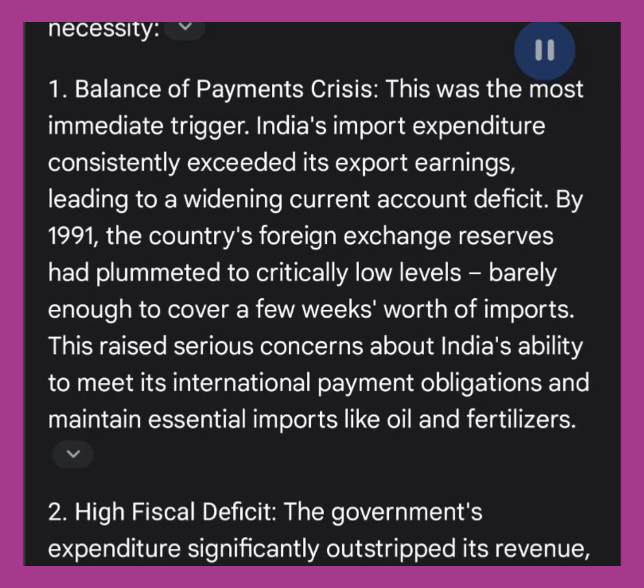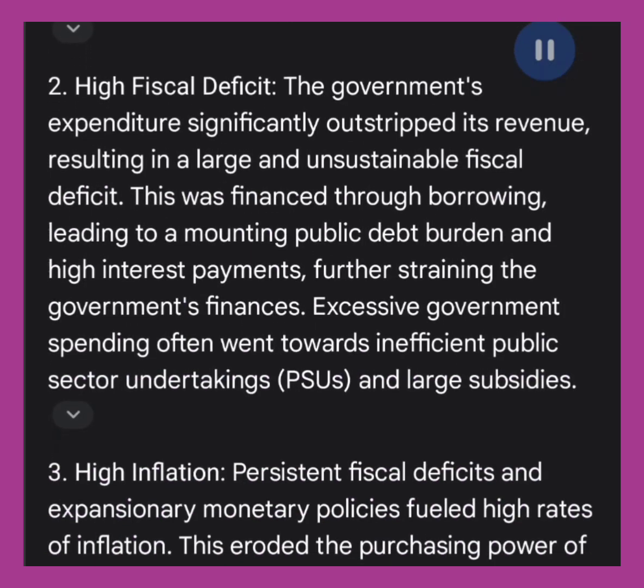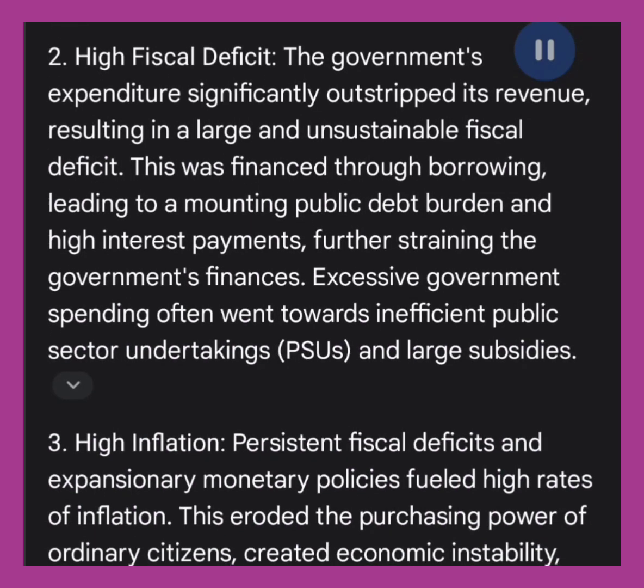2. High fiscal deficit. The government's expenditure significantly outstripped its revenue, resulting in a large and unsustainable fiscal deficit. This was financed through borrowing, leading to a mounting public debt burden and high interest payments, further straining the government's finances. Excessive government spending often went towards inefficient public sector undertakings, PSUs, and large subsidies.